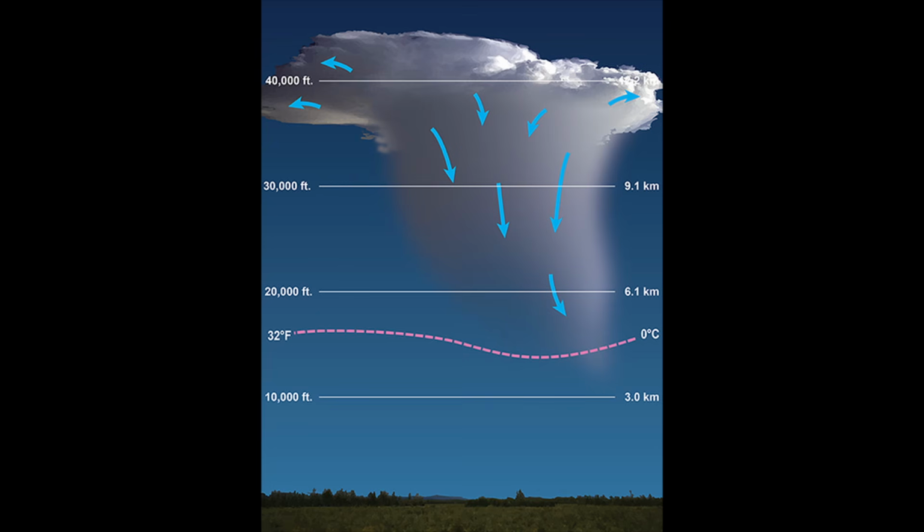Finally, the rain-cooled downdraft can choke off the warm air updraft, which eventually weakens and dissipates the thunderstorm.